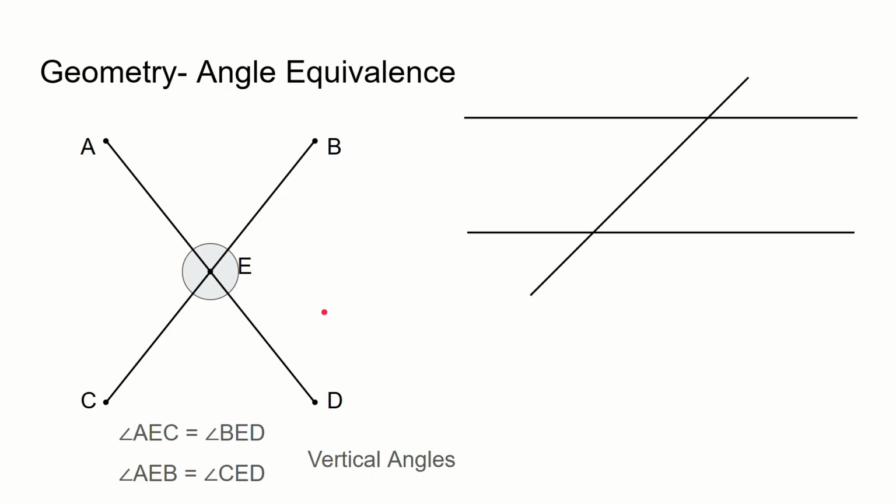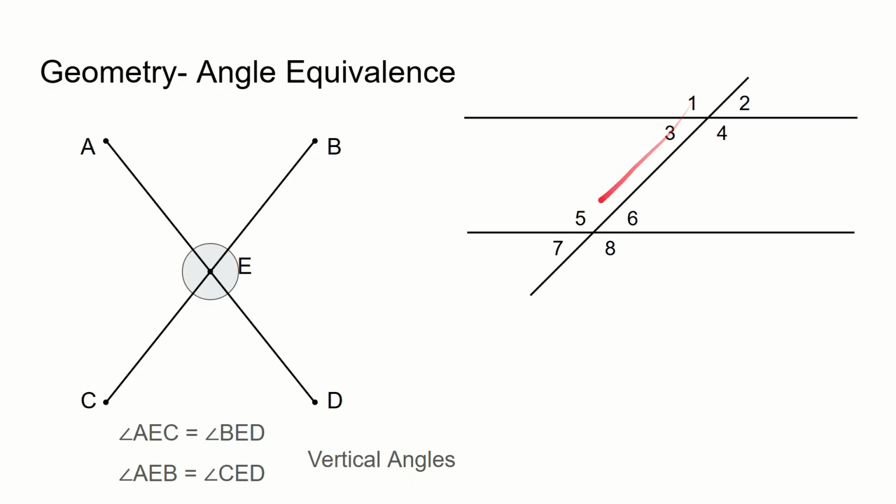Another angle equivalence is when we have two parallel lines, so this top line and this bottom line are parallel, which means they're essentially the same line. And if you have another line that goes through both of these, we'll call this the transversal line. Because this has the constant direction and these have the same direction, all of these angles are essentially the same, because this is just the same line moved down here. The angles won't change.